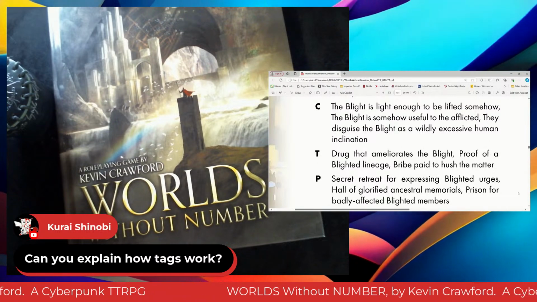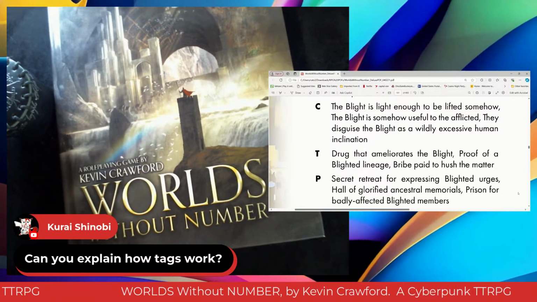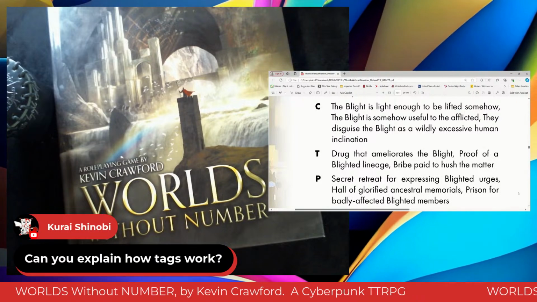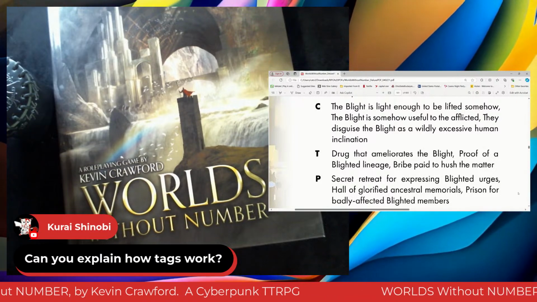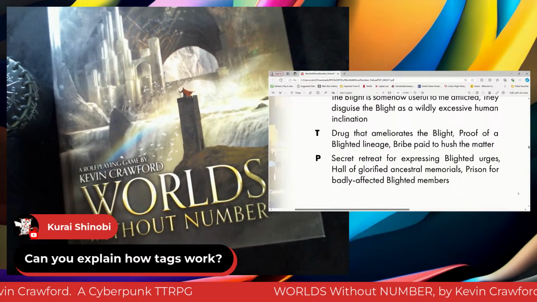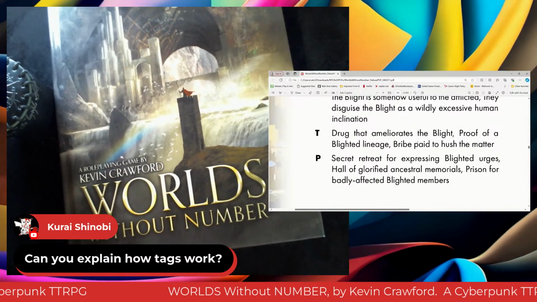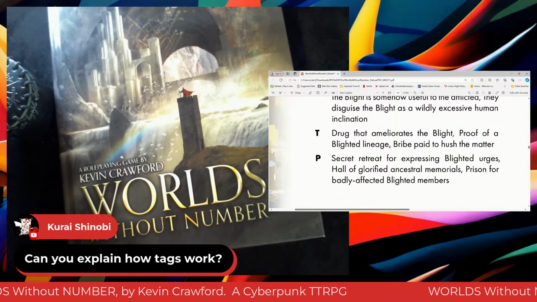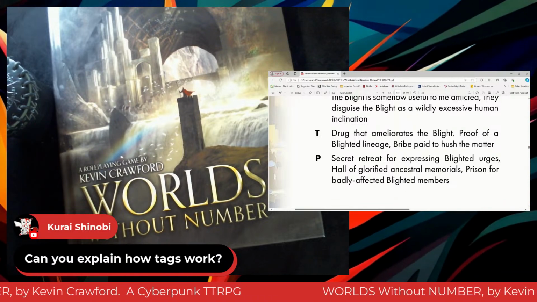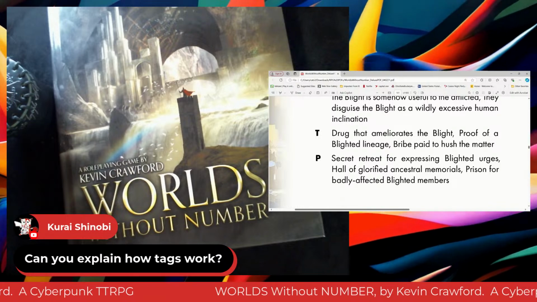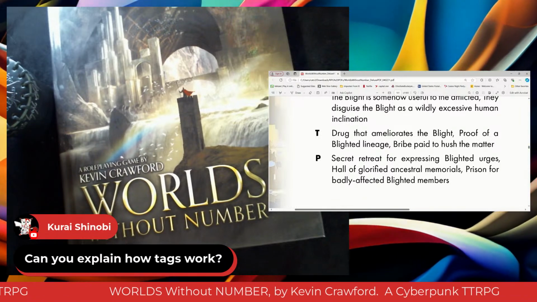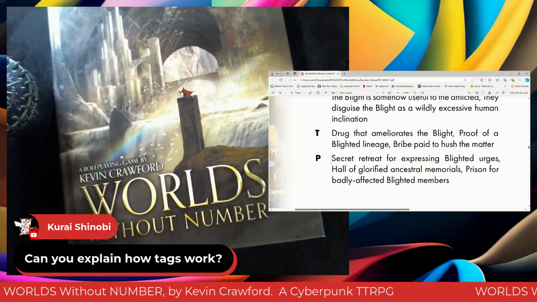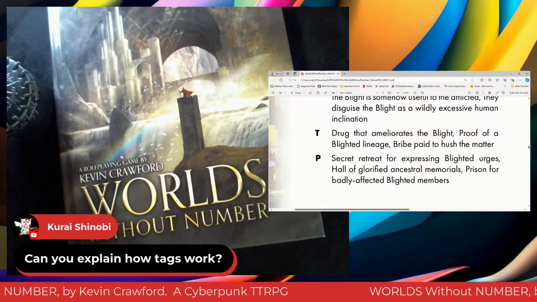C stands for complications. The blight is light enough to be lifted somehow, or the blight is somehow useful to the afflicted, like lycanthropy. Things can be a drug that ameliorates the blight, or proof of a blighted lineage, or a bribe paid to hush the matter. And then there are places like a secret retreat for expressing blighted urges, a hall of glorified ancestral memorials, or a prison for badly affected blighted members.